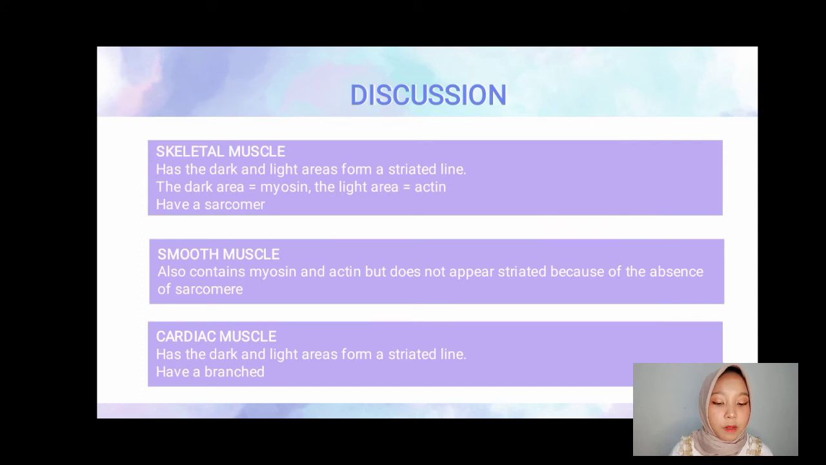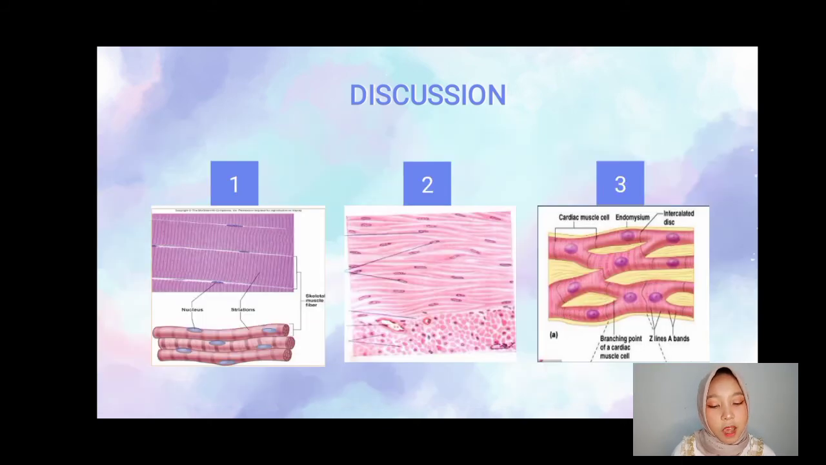Okay, and next, smooth muscle also contains myosin and actin, but does not appear striated because there is no sarcomere. Okay, and next, cardiac muscle has dark and light areas that form a straight line, the same as skeletal muscle, but has branches. Cardiac muscle has a branch in every cell. Okay, next. And these are the pictures of skeletal muscles, smooth muscles, and cardiac muscles.